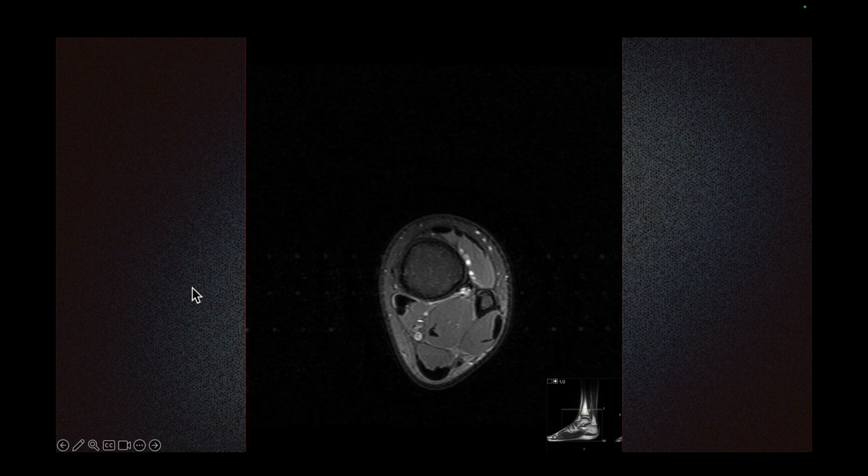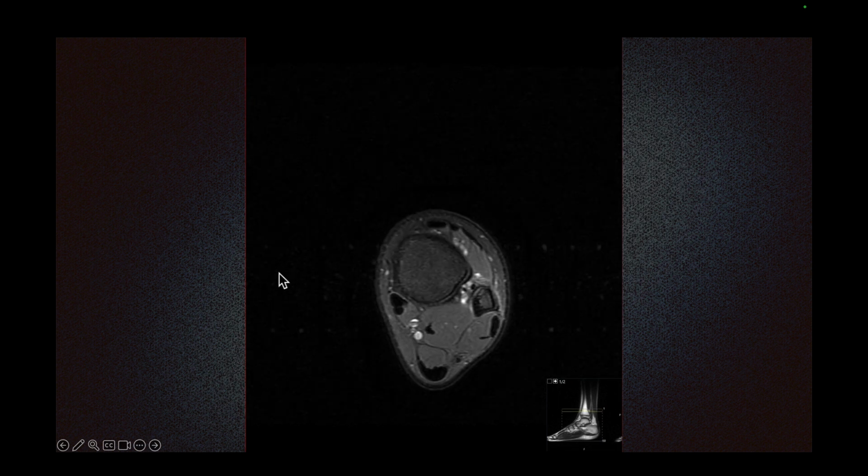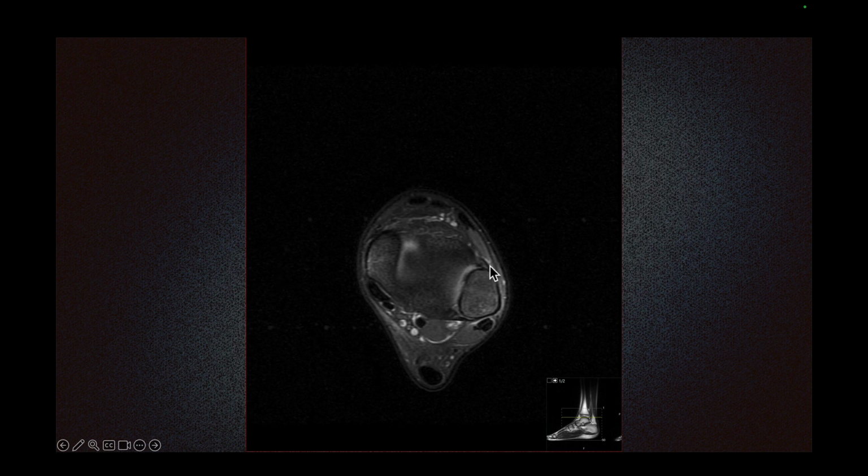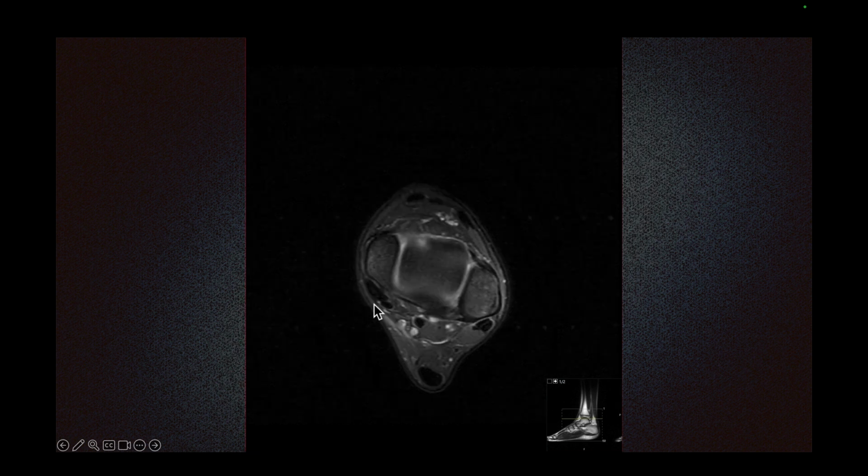Let's look at axial images. This is the interosseous membrane. As we keep going more inferiorly, here we see the anterior inferior tibiofibular ligament and posterior inferior tibiofibular ligament, and here we see those same ligaments again.